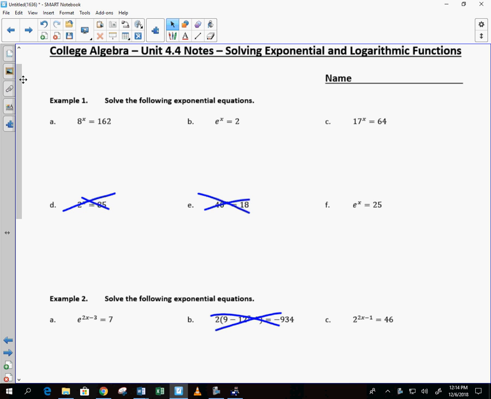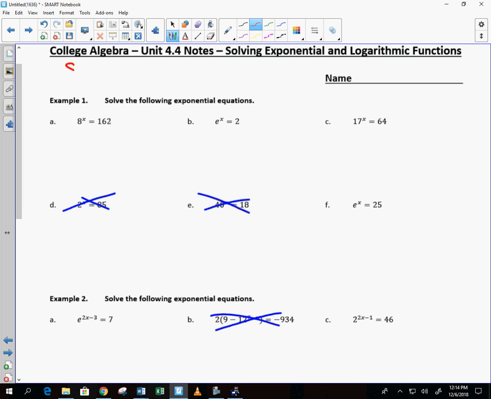Well, 8 to the first power is 8. 8 to the second power is 64, and 8 to the third power is 512. So we're wondering, 8 to what power is 162? We know it has to be between 2 and 3, right? So we're going to find out a way to work through that.